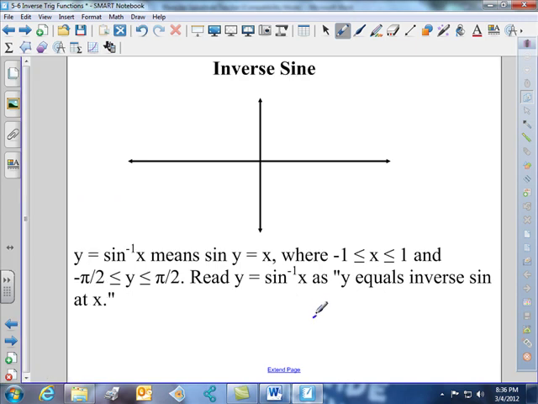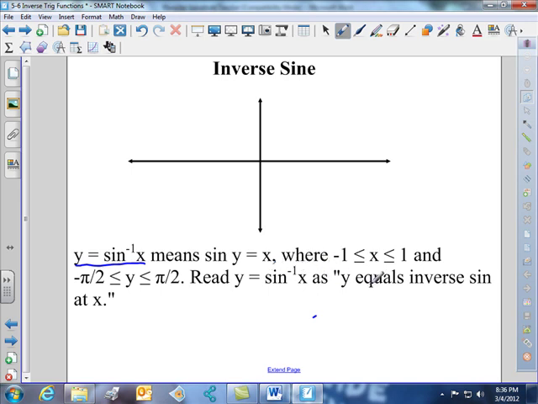This section talks about inverse trig functions, as in the inverse sine, the inverse cosine, and so on. Now what I'd like for you to do is write everything down that you see here. Write down especially where it says y equals, and how that reads is the inverse sine of x. What it means is that the sine of y equals x.